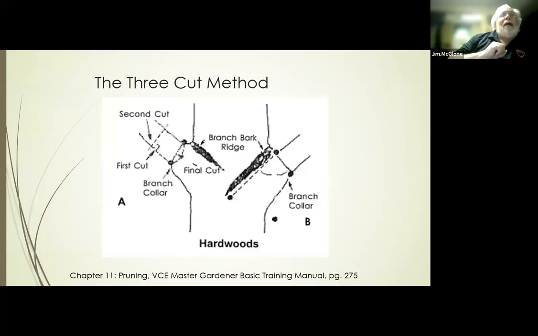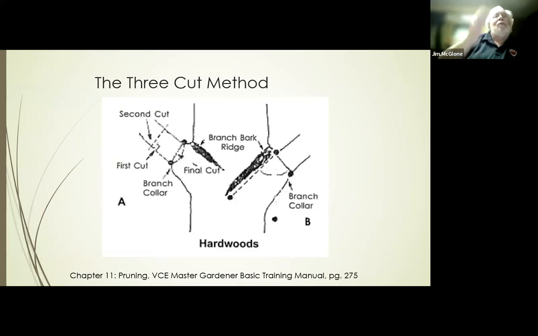And I don't like this diagram, but it was the best one I could get hold of. This first cut should be deeper. And then we make the second cut outside the first cut, and this goes all the way through the branch. The reason for that first cut is to cut either all the way into the shear plane or almost all the way into the shear plane.